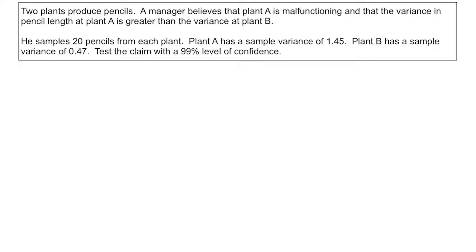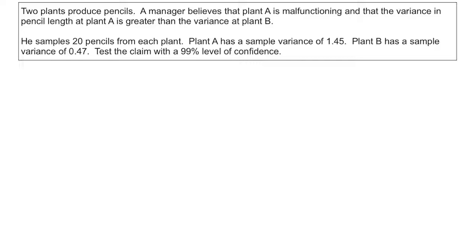Now what we need to do first before we write anything down is make sure we understand the problem. So we'll go through it again. We produce pencils, there's plant A and plant B. Manager thinks that plant A is malfunctioning, the variance in pencil length at plant A is bigger. Now look at the data. The variance in plant A is bigger. It's 1.45, and plant B has a variance in the length of those pencils of 0.47. So just from looking at it, it looks like everything we're saying is actually true, that plant A does have a higher variance of the pencil length than plant B.